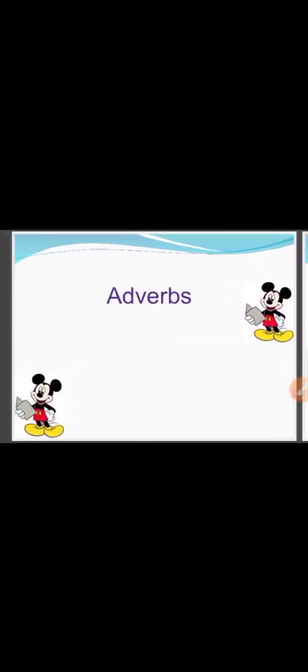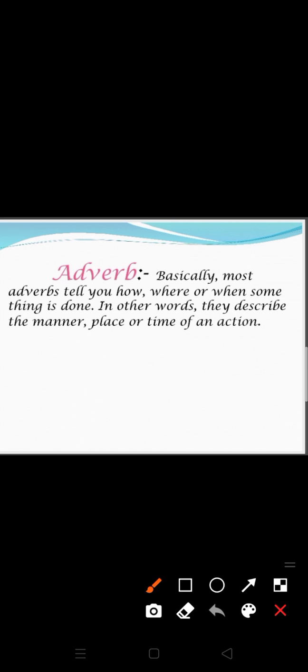Just like adjectives, adverbs also describe something. We are going to learn about it. In the parts of speech, the adverb plays an important role. Let us see what the role is. Here we are going to know what adverbs are. Basically, most adverbs tell you how, where, or when something is done. In other words, they describe the manner, place, or time of an action. Look at the definition here.